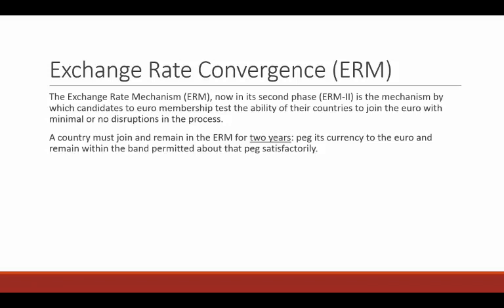The second phase of the ERM, now in operation, is a post-Euro phase, where new members are supposed to join the ERM for 2 years by pegging to the Euro and remaining within the specified band satisfactorily. Successfully doing so would mean adopting the Euro afterward should not lead to any instability in either country or the other Eurozone countries.